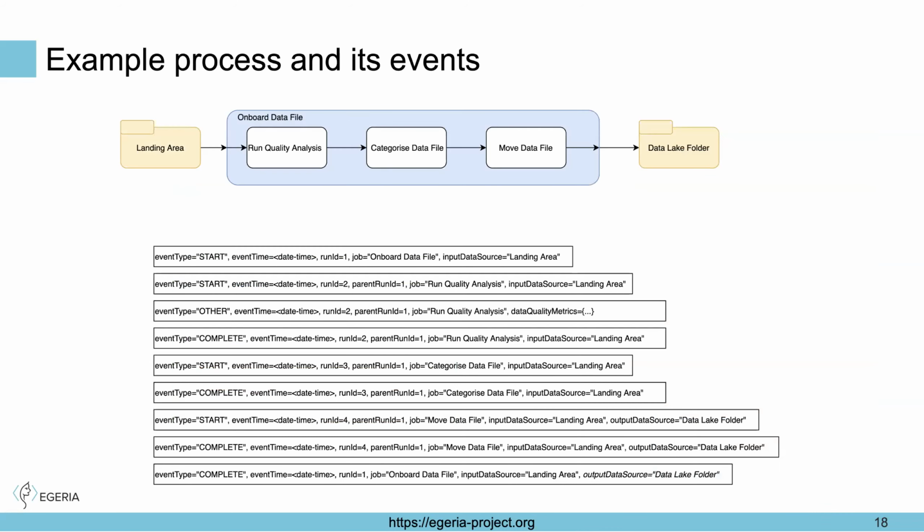So basically, if you think about this very simple process, what you would expect is when the outer process, the outbound data file process, starts, it produces a start event. Then as each step starts, it produces a start event. When it finishes, it produces a complete event. And so you get a trace all the way through of when things started and when they stopped, so you can see that things are running normally. Plus there's also the ability to write additional information about what actually happened when that process ran.